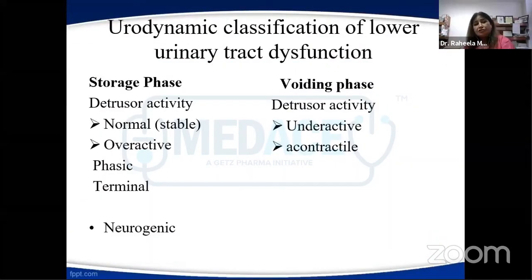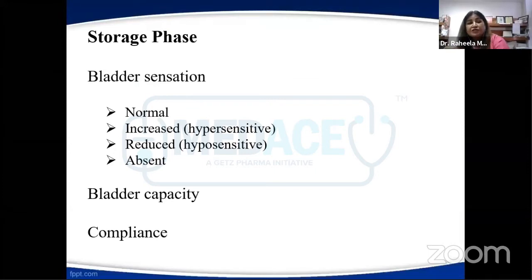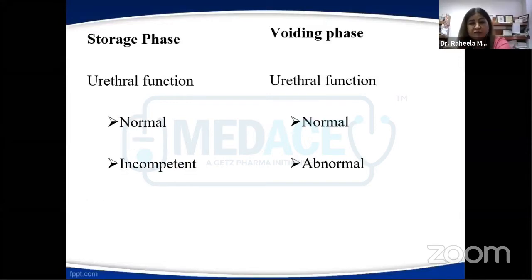So the classification by the ICS is the storage phase and the voiding phase. And what do you look for in the storage phase? You look for, is the detrusor stable? If it is overactive, is this overactivity phasic or terminal? And if there is no activity, it is acontractile or neurogenic. During the storage phase, as Nazli said, you ask for the sensations. They may be hypersensitive or hyposensitive, or absent. You keep a record of it, and then you conclude and try to reach a diagnosis.